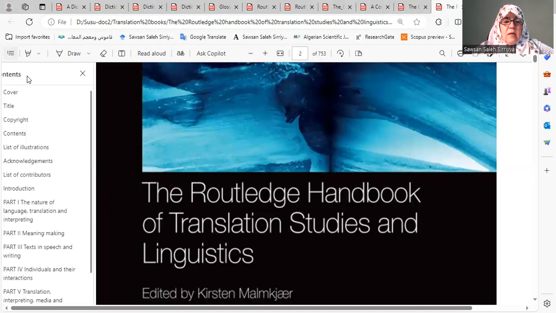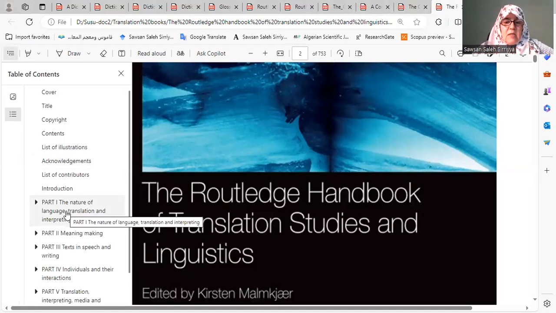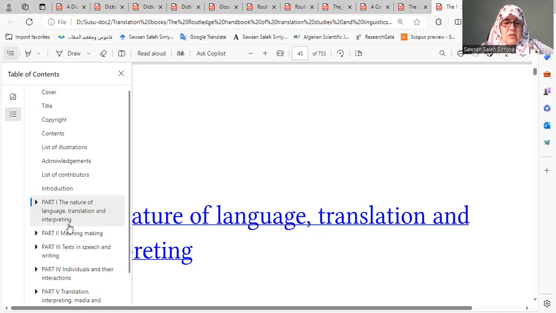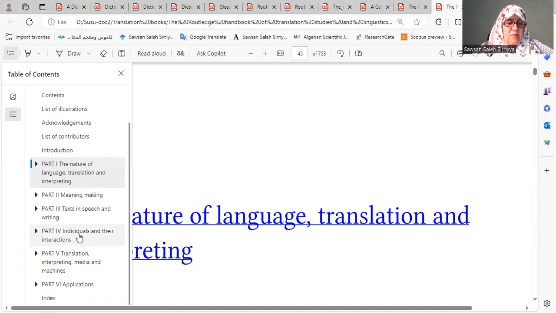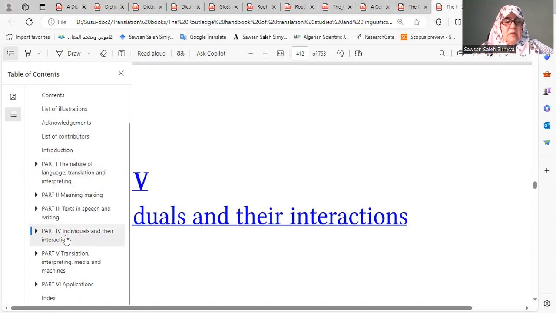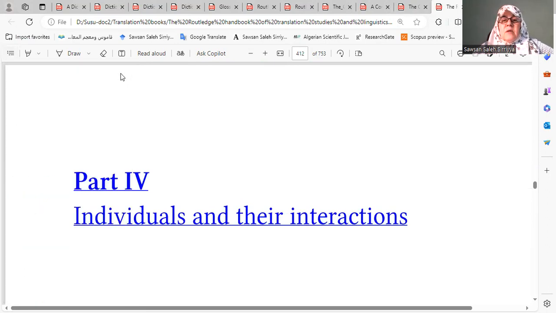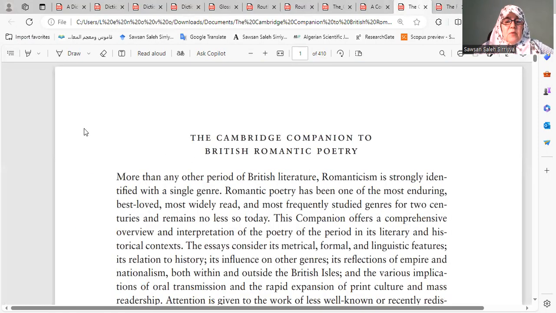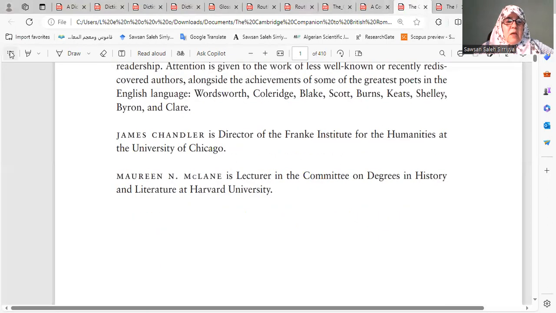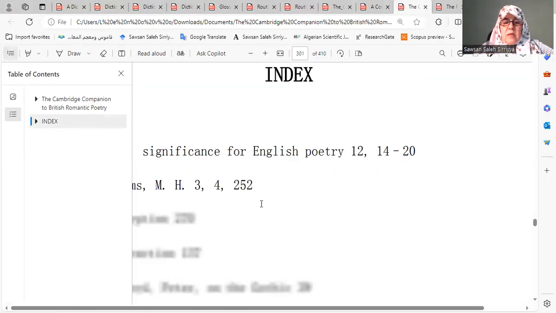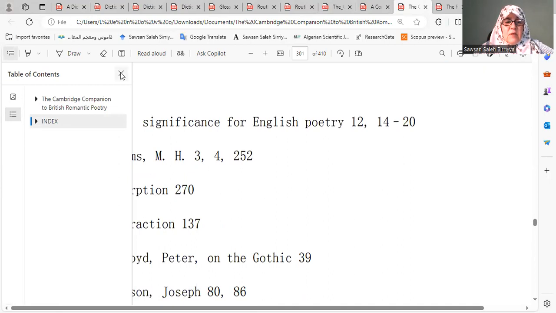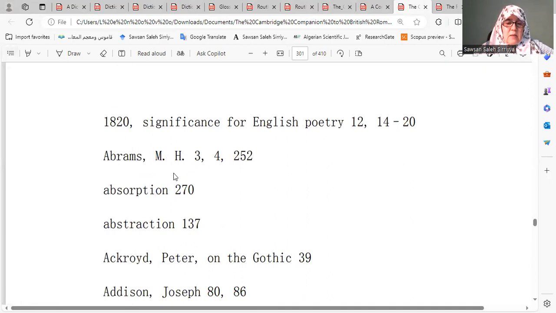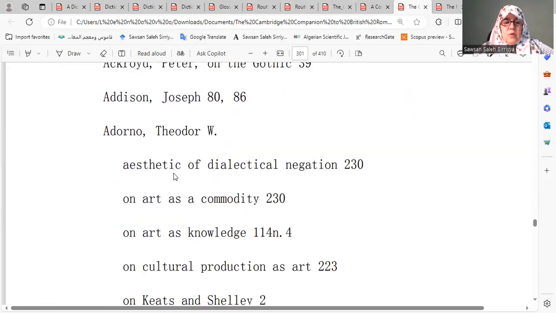You will find here a number of articles, each article discussing a certain point, like here, translation and interpreting. This is about individuals and their interactions, etc. You find here articles, let us say, the main points about this field of study. Here, for example, the Cambridge Companion to British Romantic Poetry. If you go here, you can go to the index and find the pages for any topic you, let us say, want to talk about.